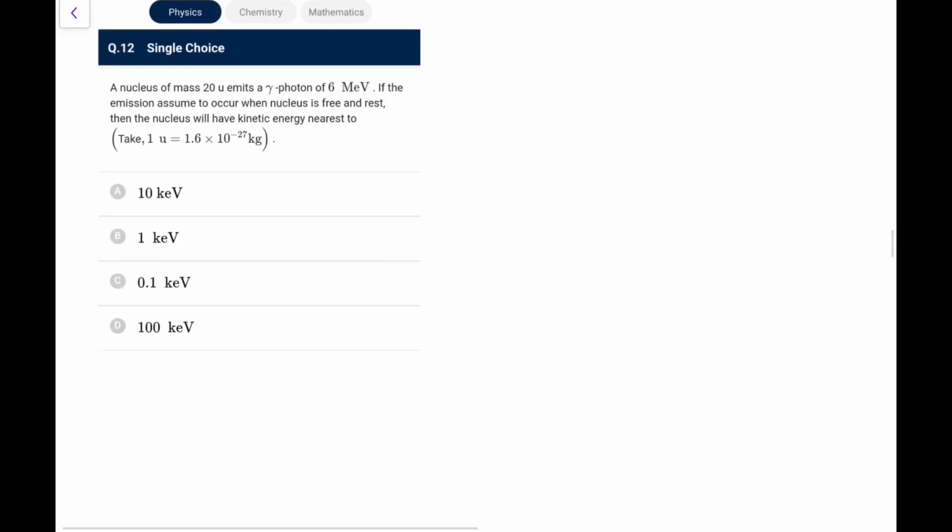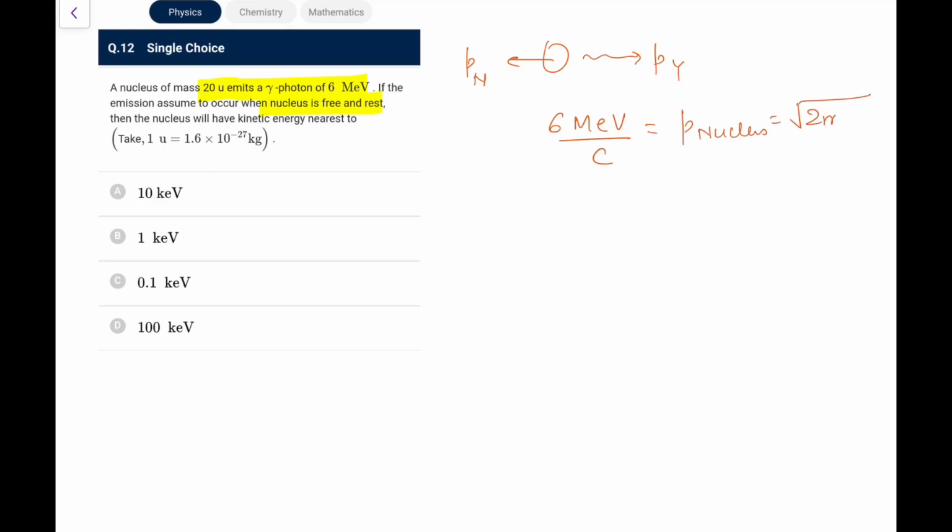Next, a nucleus of mass 20 u emits a gamma photon. If the emission is assumed to occur when the nucleus is free and at rest, then the nucleus will have kinetic energy. Because we will have the same momentum, the momentum of the gamma would be equal to the momentum of the daughter nucleus. Because it is a photon, its momentum is E by C, so 6 MeV upon C, that is equal to the momentum of that nucleus, and that would be equal to root 2 mK. So for the kinetic energy, first of all, I could convert 6 MeV into 1.6 into 10 to the power minus 13 in SI units. But it is wanted in eV, so let me have it in eV only.